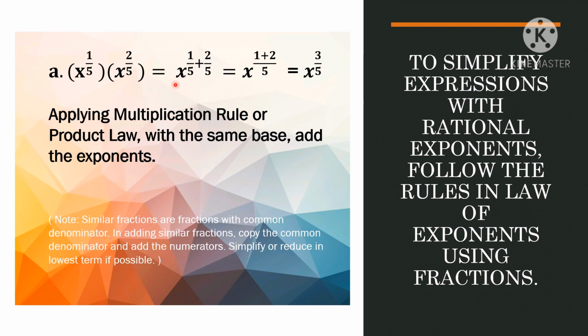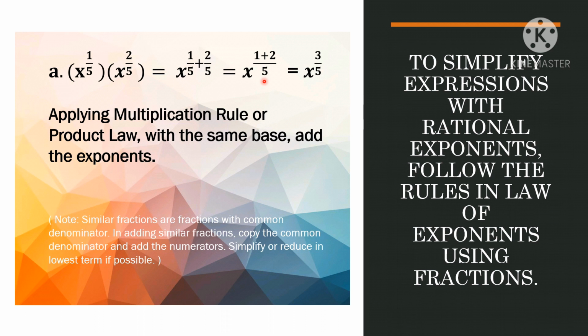Ano po yung exponents nila? Meron po tayong 1/5 and meron tayong 2/5. Kaya dito po, 1/5 plus 2/5. So, paano po ba tayo nag-a-add ng fractions? Similar fractions are fractions with common denominator. So, pag pareho po ang number sa ilalim ng fractions, ang tawag po sa kanila ay similar fractions. Pag nag-a-add po tayo ng similar fractions, kinakopya po natin ang common denominator. Sa example natin, ang common denominator natin ay 5, kaya meron po tayong 5 dito.